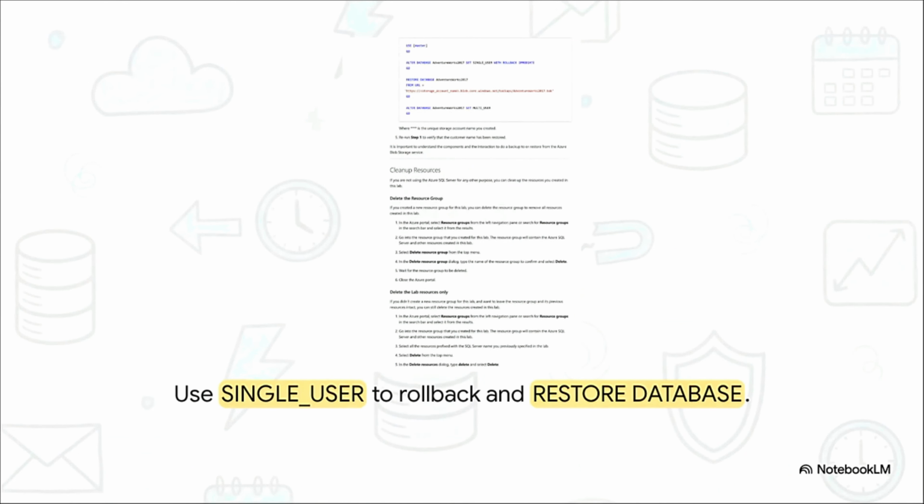Now here is the absolute magic trick, handling active connections. You obviously can't overwrite a database while applications are actively querying it. So you'll use a command that acts like a digital bouncer, forcefully kicking out active connections and rolling back any half-finished transactions. You'll run ALTER DATABASE SET SINGLE_USER WITH ROLLBACK IMMEDIATE. Boom, database locked down. Then you apply the ultimate fix, RESTORE DATABASE FROM URL, pointing right back to your Azure Blob. Finally, you just flip the database back to multi-user so the apps can connect again.